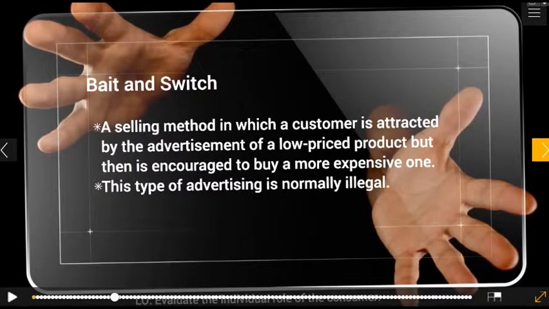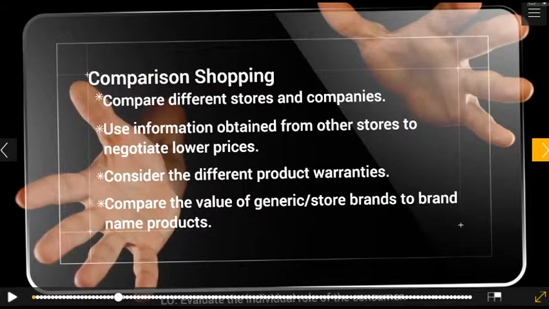Bait and switch. This is a selling method in which a customer is attracted by the advertisement of a low-priced product, but then is encouraged to buy a more expensive one. This type of advertising is normally illegal. Now, the key here about bait and switch and what makes it illegal is that it is deceptive advertising. So, the thing is that you need to be aware that there are techniques that stores will use that can be legal to create the same effect as bait and switch.